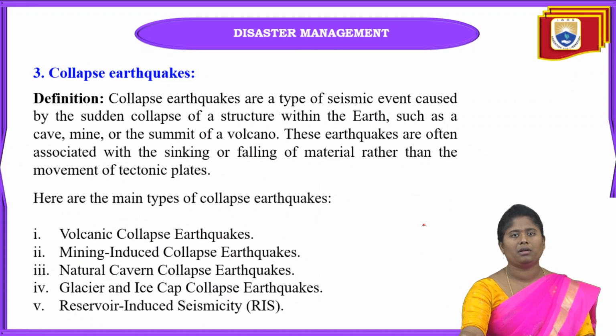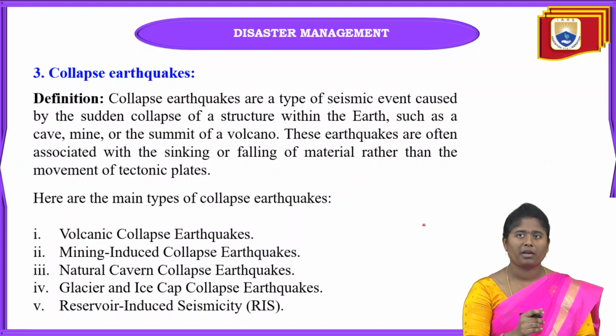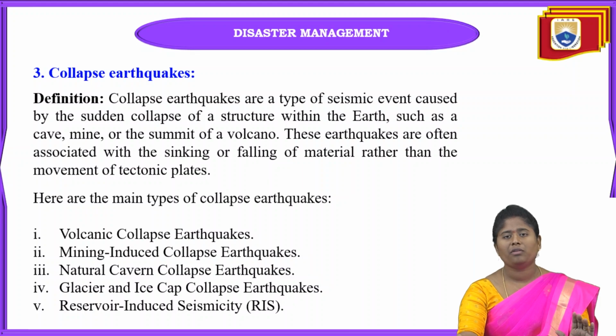Coming to the third one, based on causes, that is the collapse earthquake. What is meant by collapse earthquake is that it can occur due to the sudden collapse of structures within the earth. On the earth we are constructing so many heavy infrastructure structures. We have to use good quality materials when constructing huge buildings. If the quality of the materials is not good, automatically the structure can collapse.